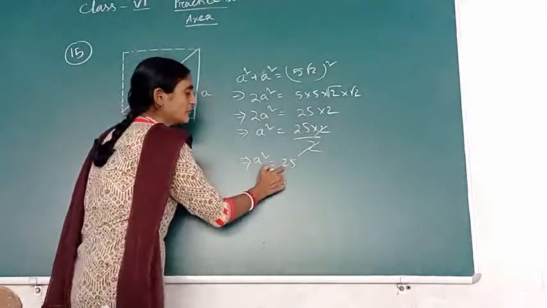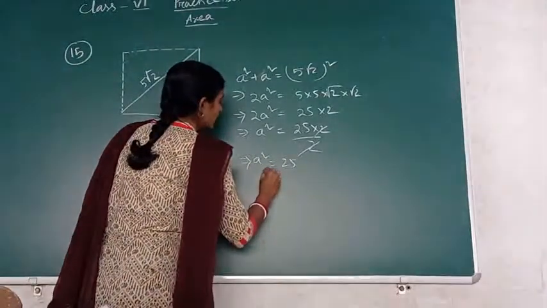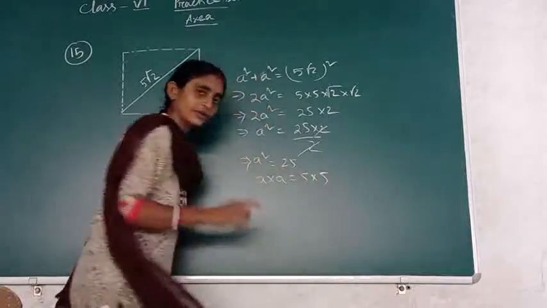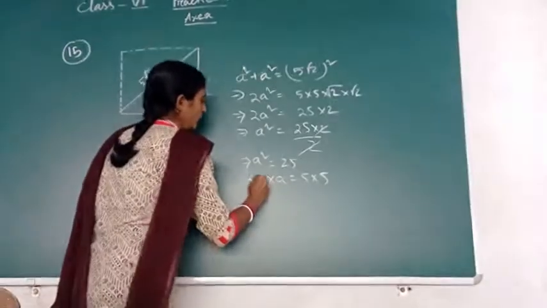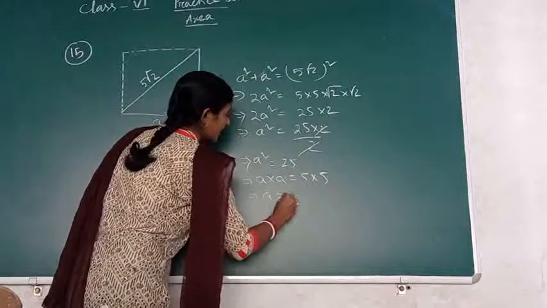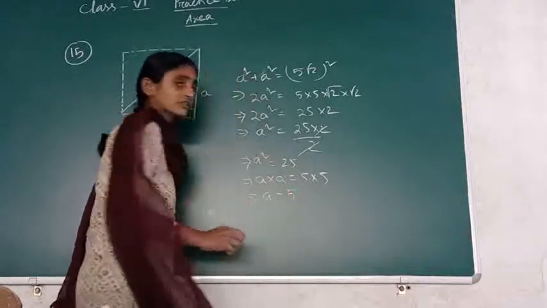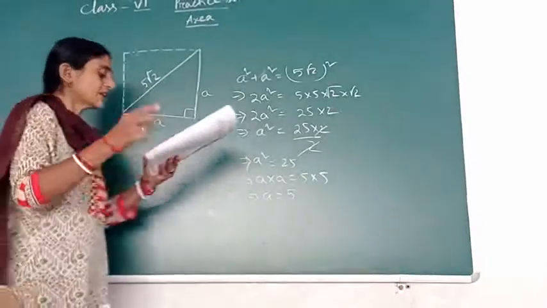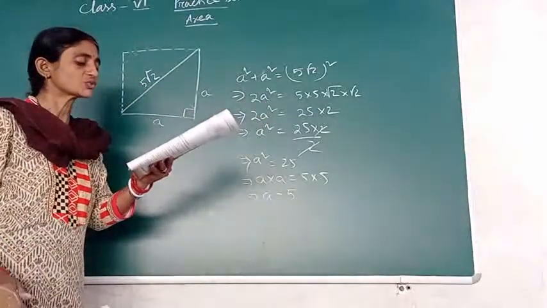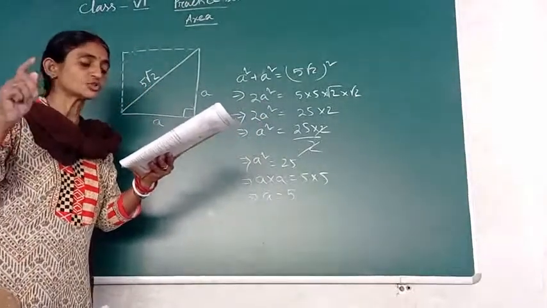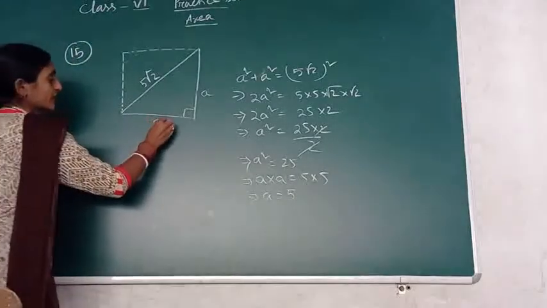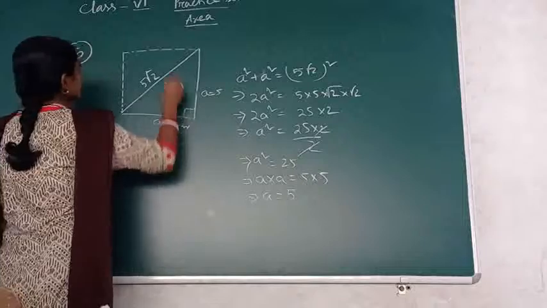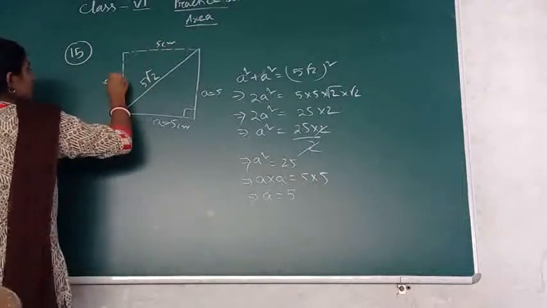Yes, 25 means what? I can write a square, or a into a, equal to 5 into 5. Now a means one side, that is coming to what? 5 centimeter or meter, what has been given? Centimeter. Here in this question you are asked to find the area of the square whose diagonal has been given. Now I have found a equal to 5 centimeter. Yes, this side is also 5 centimeter, this side also 5 centimeter.